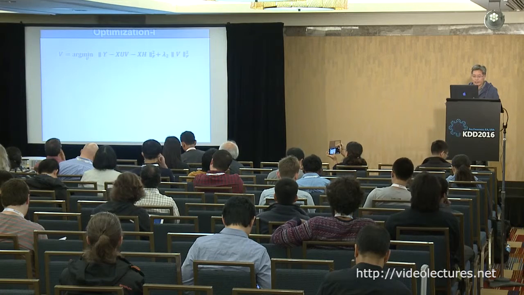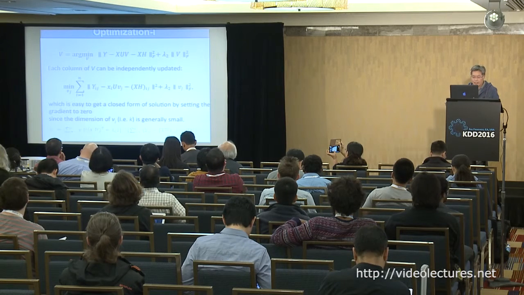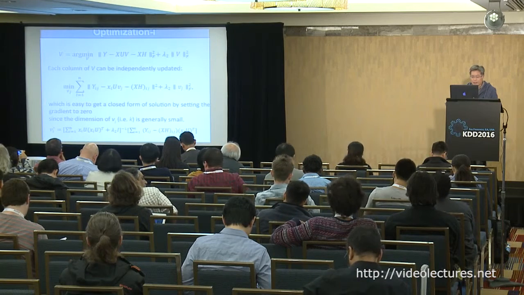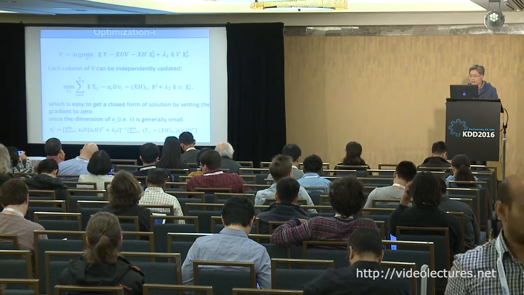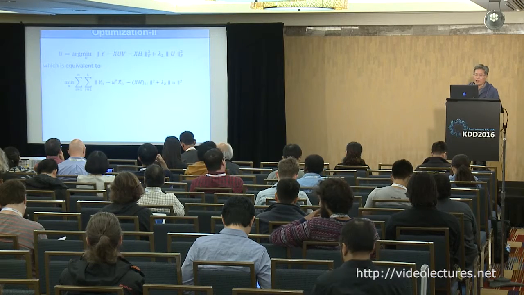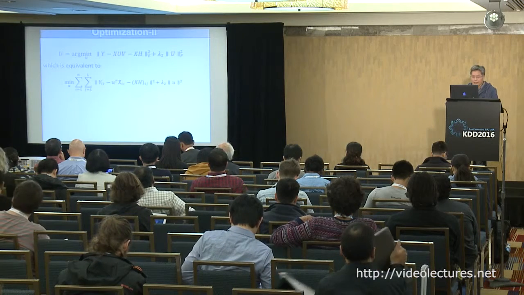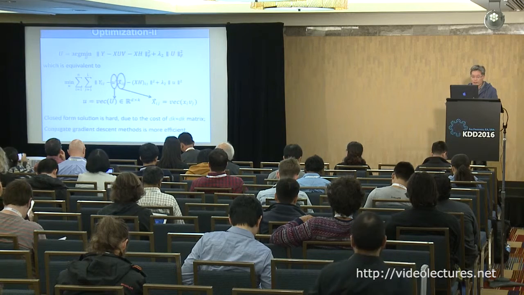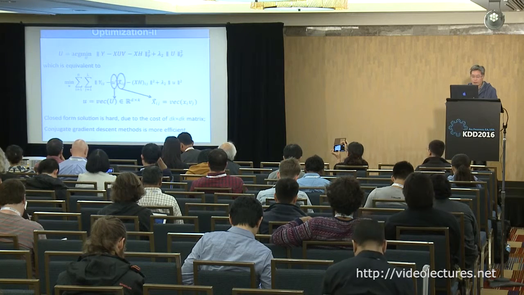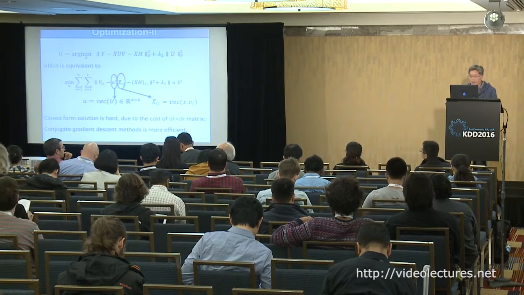To optimize V, since each column of V can be independently updated, it's easy to get a closed-form solution by setting the gradient to 0. Since the dimension of V is generally small, to optimize U we can also use the column to get a closed form. But since D is very large, the matrix computation is very expensive. So the conjugate gradient descent method is more efficient.